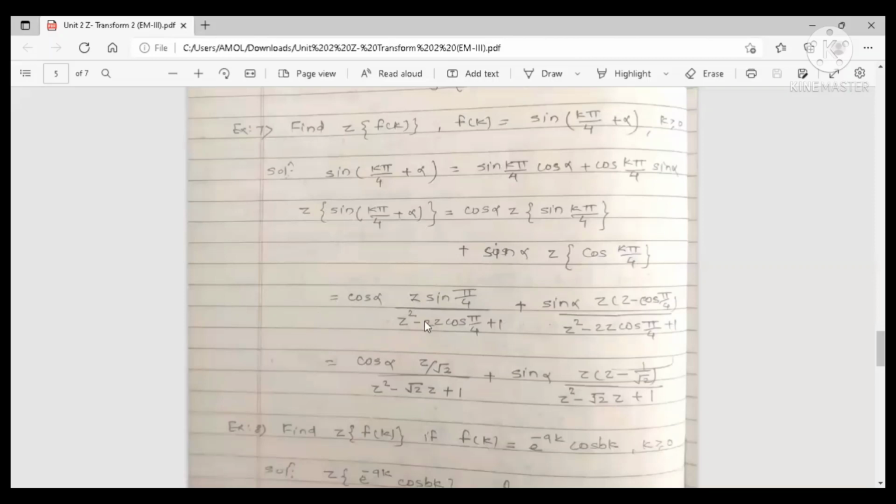Okay, now simplify this term, cos alpha as it is, Z as it is, sin pi by 4, sin 45 is 1 by root 2. Right, 1 by root 2 upon Z square minus 2Z cos pi by 4, which means 1 by root 2, so 2 upon root 2 is root 2. It is Z square minus root 2 Z plus 1, plus sin alpha. Numerator Z into Z minus cos pi by 4, 1 by root 2 again, bracket complete, upon Z square minus 2Z cos pi by 4, 1 by root 2 into 2. So the middle term is root 2 Z plus 1. Okay, so this is your answer for the Z transform of sine of k pi by 4 plus alpha.